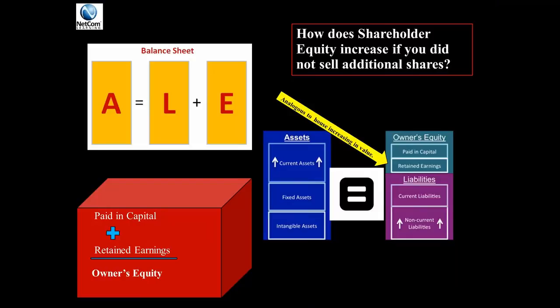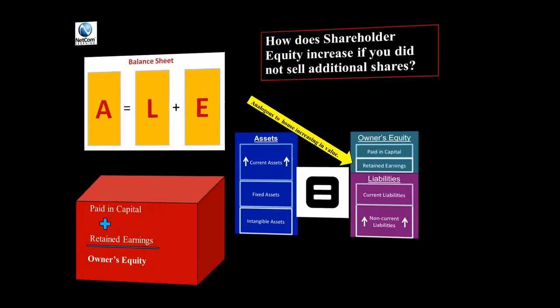So how does shareholder equity increase if a company did not sell additional shares? Well, owner's equity includes both paid-in capital plus retained earnings. So the retained earnings portion of the balance sheet would increase.